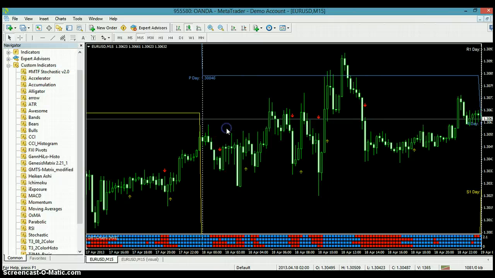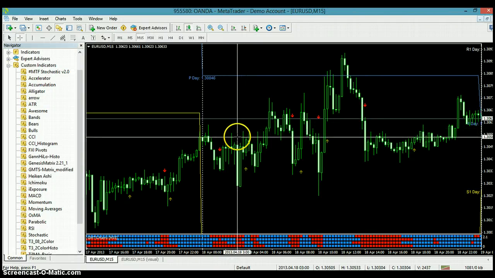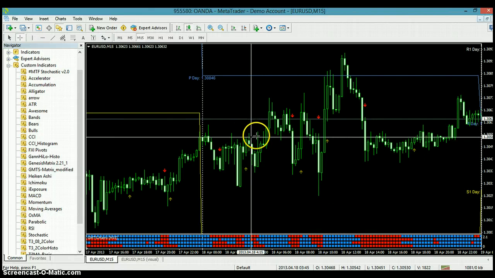So here's an example where we're below the daily pivot. So it would be taking these red trades. Obviously, they wouldn't be very good ones. It would not be taking these blue trades.